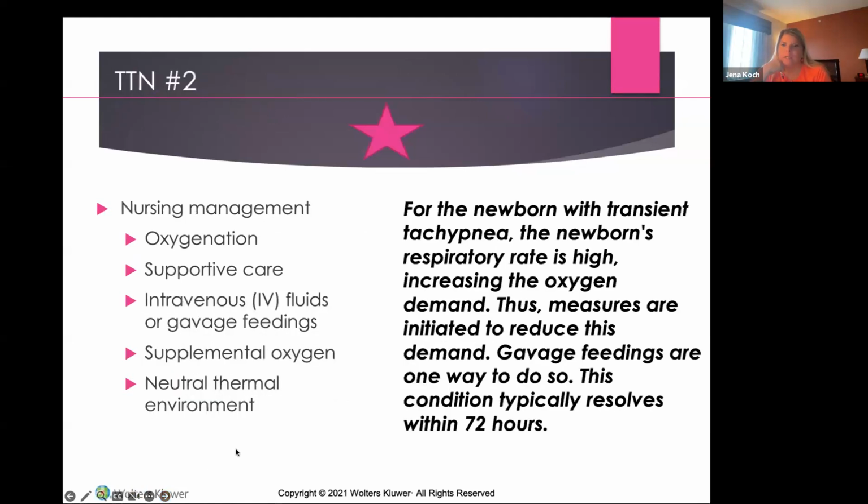As far as nursing care, we're going to make sure the newborn gets the oxygen they need, supportive care, IV fluids, and gavage feedings. This is important because if they're struggling to maintain their respiratory status, we don't want to overstress them by trying to feed them, right? So we want to let them rest. Respiratory is more important at this point. So we can start an IV, we can give them gavage feedings, okay? And then again, maintaining that nice neutral thermal environment.